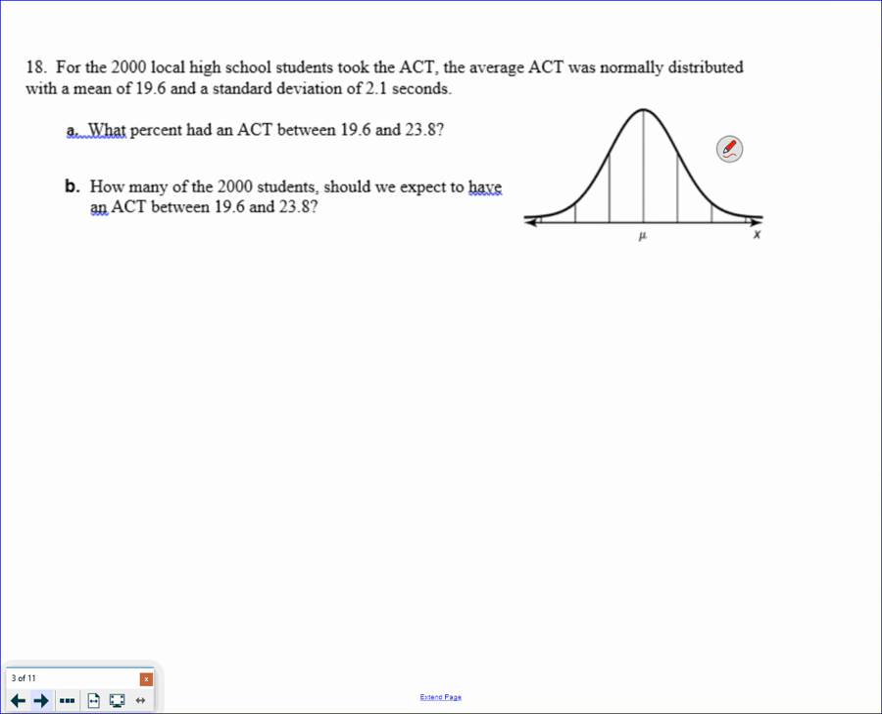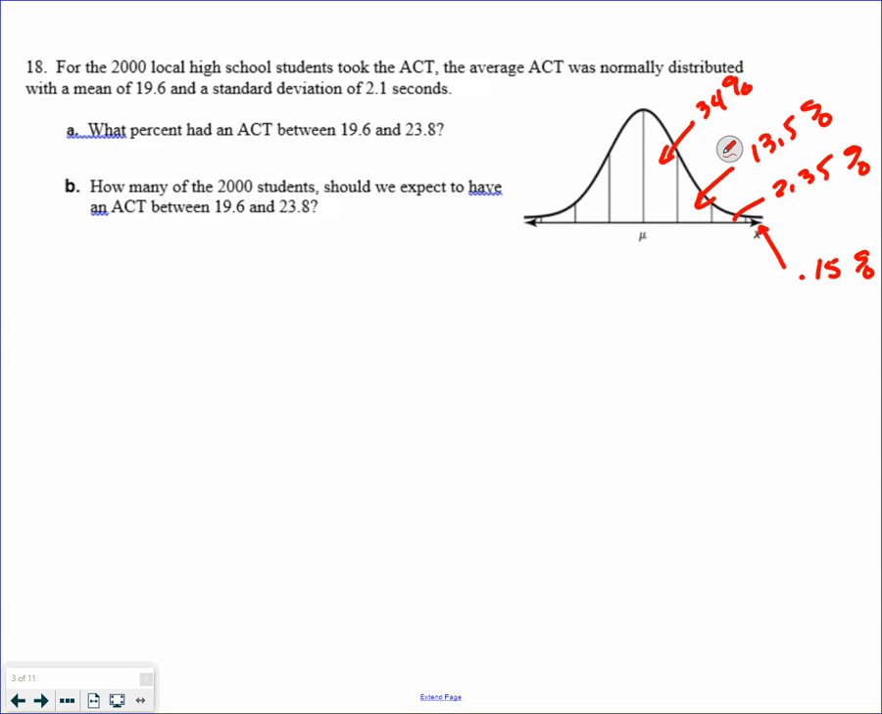Next one. You will be given a bell curve with the percentages. I'm going to write those down here. So the first one here is 34%. The second one here is 13.5%. 2.35%. And then 0.15%. Same thing going on the other side.